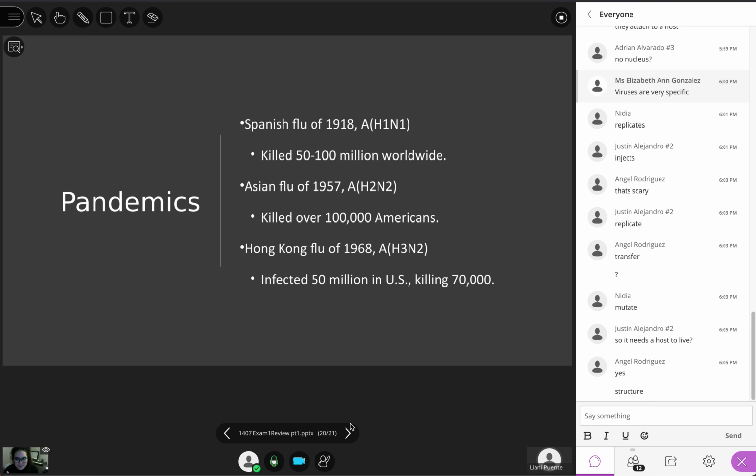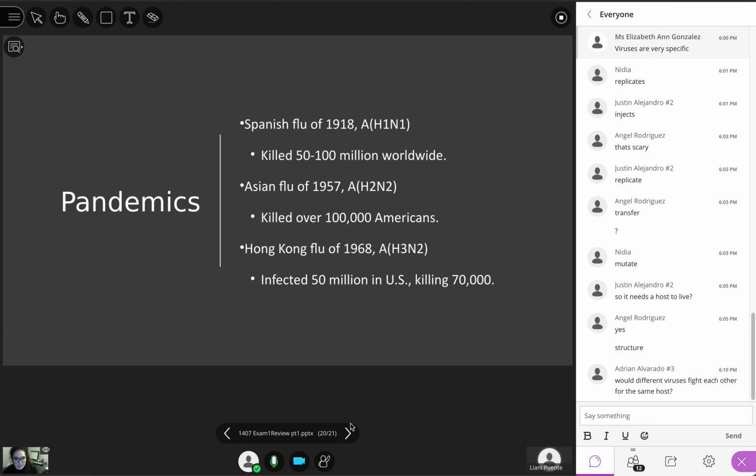Here are some pandemics. This is, I guess, from maybe last year because they don't have the COVID one. The Spanish flu from 1918 killed 50 to 100 million worldwide, which is a lot. The Asian flu killed over 100,000 Americans, and the Hong Kong flu, which was the most recent, in 1968, killed 50 million. I'm not sure what the numbers are for COVID-19. I know for the US we have over 300,000 deaths.